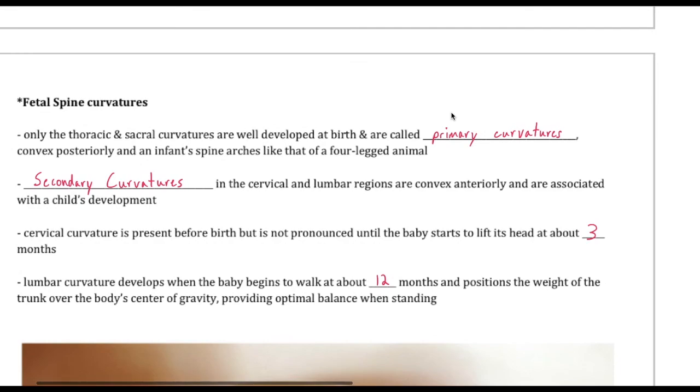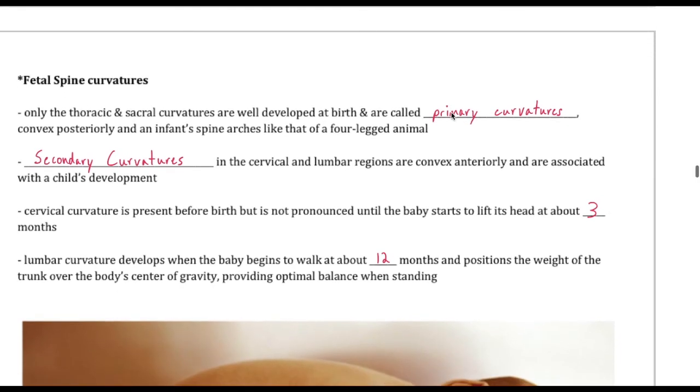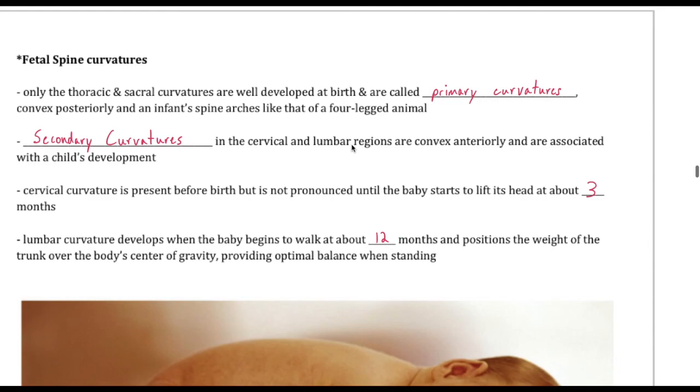And then last but not least, we have some fetal spine curvatures. Only the thoracic and sacral curvatures are well developed at birth, called our primary curvatures. And these are convex posteriorly, and the infant spine arches like a 4-legged animal. So we have that big old hump. Our secondary curvatures are in the cervical and lumbar, which are convex anteriorly and associated with a child's development. So we have that anterior neck curve and the anterior lumbar curve.